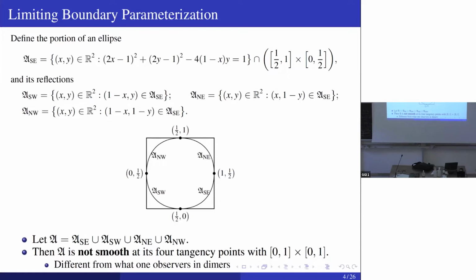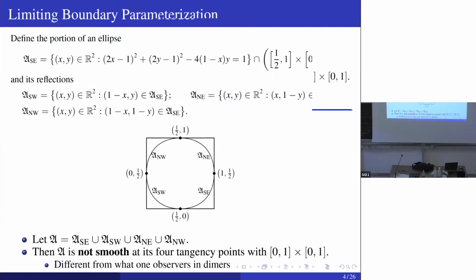So I have now 4 pieces of an ellipse. I take their union and I get something that I call A, and this A will eventually parameterize the Arctic boundary. And you can see that A is actually not smooth at its 4 tangency locations. So one of its derivatives will be discontinuous. This is different from what one observes in dimers, where you have completely analytic Arctic boundaries. Here, it's not going to be smooth.